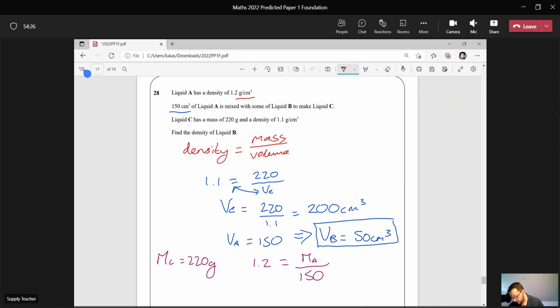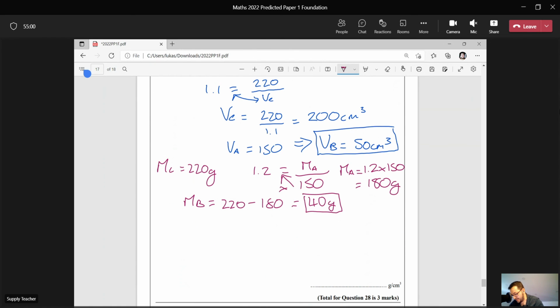Okay. And then to solve that, I just want to times that. So mass of A is going to be 1.2 times 150. Which is 180, I think. All right, so you might want to do long multiplication or whatever. 12 times 1500. Yeah, I'm happy with that. Okay. All right, and then so the mass of B, which we're interested in, is just going to be 220 minus 180, which is 40 grams.